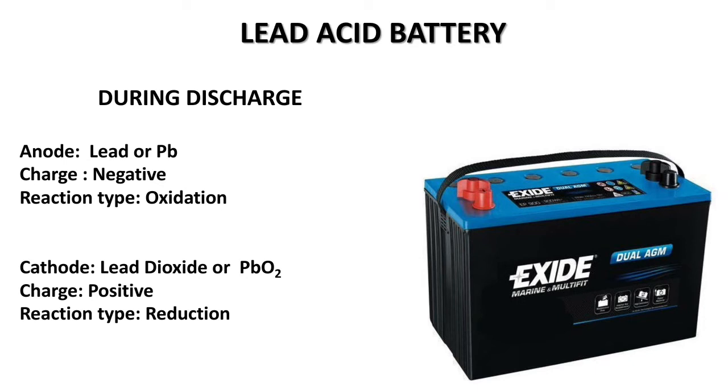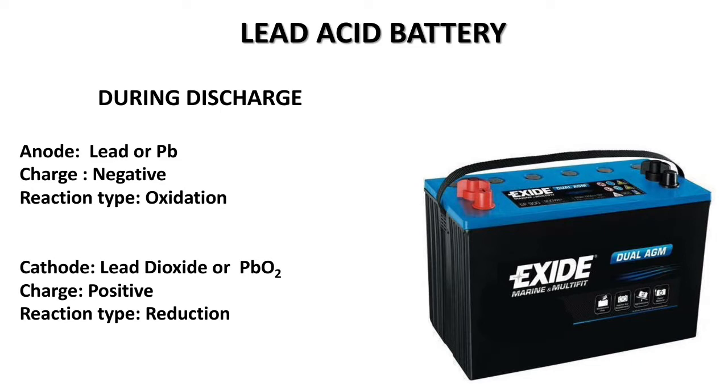In this video we are going to talk about a lead acid battery. As we know, the lead acid battery works on a chemical reaction. The chemical reaction takes place between the two electrodes and the electrolyte, which releases electrons, and those electrons move through the external circuit to generate current.